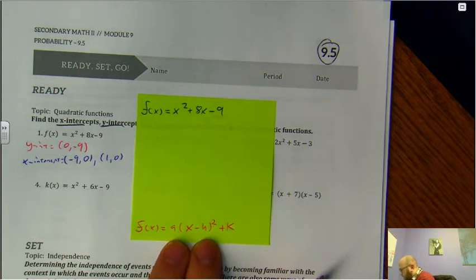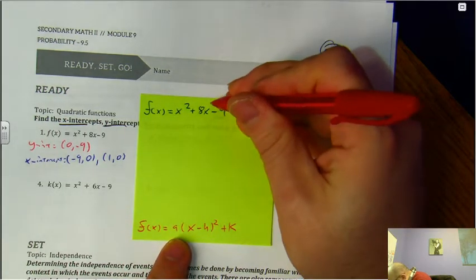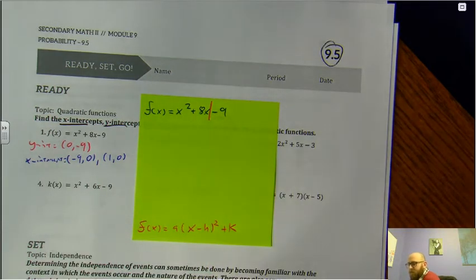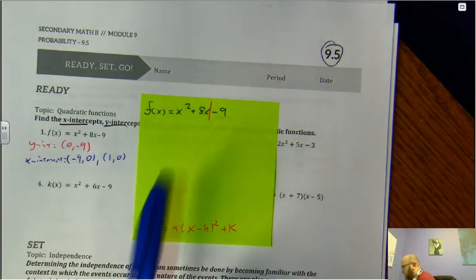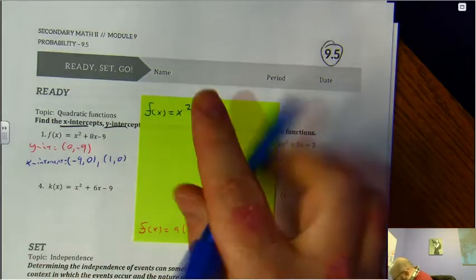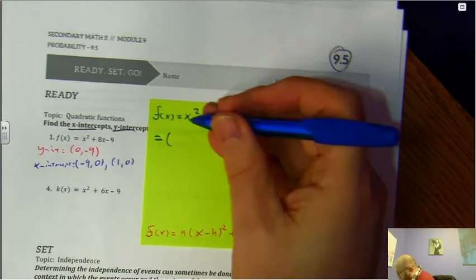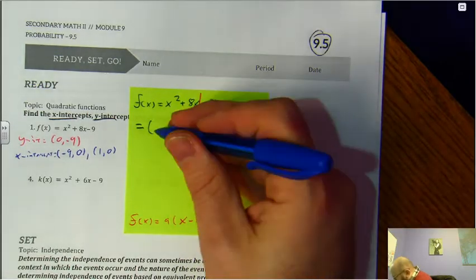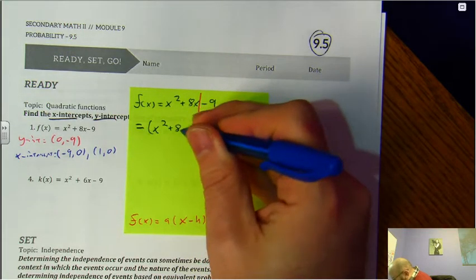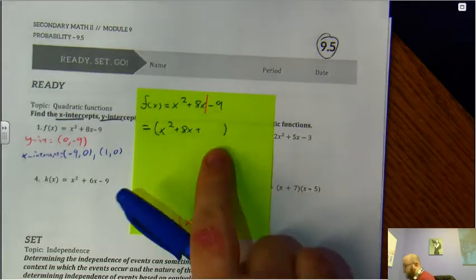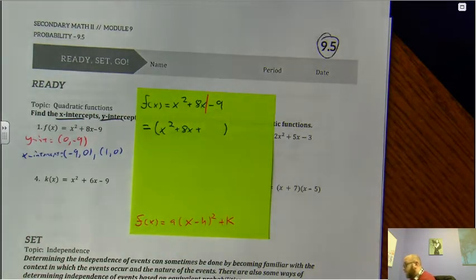So my first step in getting it to look like this is I'm just going to ignore this −9. It's still there. I'm just going to pretend it's not there for the time being. I'm just going to look at my x² and my x term. Now that I have them, I'm going to try to create a trinomial here: x² + 8x + something. What is the something I'm going to add there? I'm going to create the perfect square.